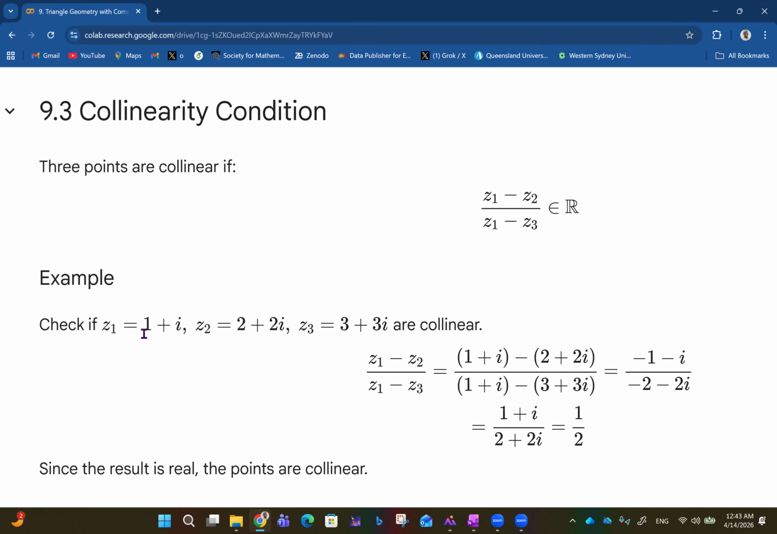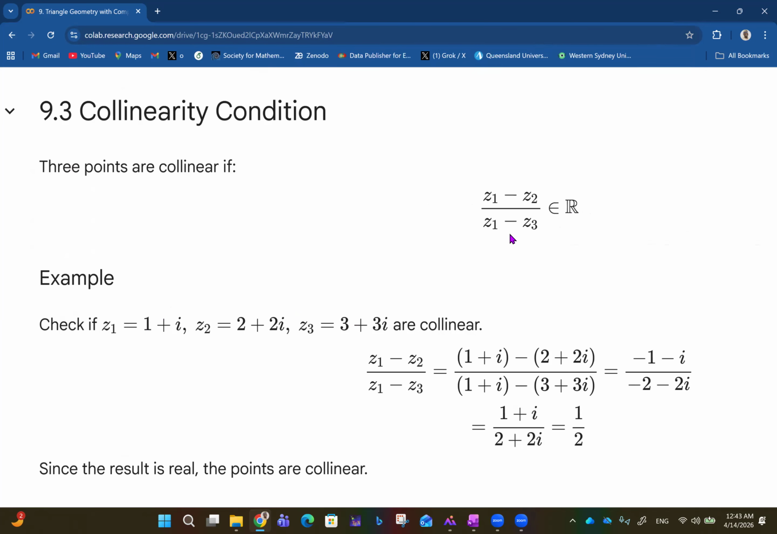Check if z1 = 1 + i, z2 = 2 + 2i, and z3 = 3 + 3i are collinear. From the way it looks, you can already see that z1 is 1 + i, z2 is 2 multiplied by (1 + i), and z3 is 3 multiplied by (1 + i). So they basically all share the same 1 + i, and they are collinear by that fact alone.